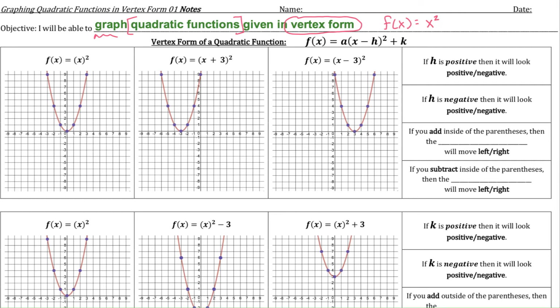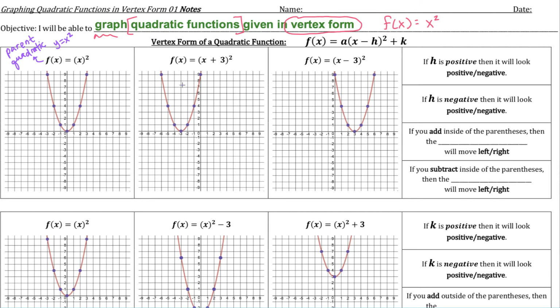So remember, this f of x equals x squared is actually the parent function. This right here is the parent quadratic, which is y equals x squared. So if x is 0, 0 times 0 is 0. If x is 1, then 1 times 1 is 1. If x is 2, 2 times 2 is 4. If x is 3, 3 times 3 is 9.